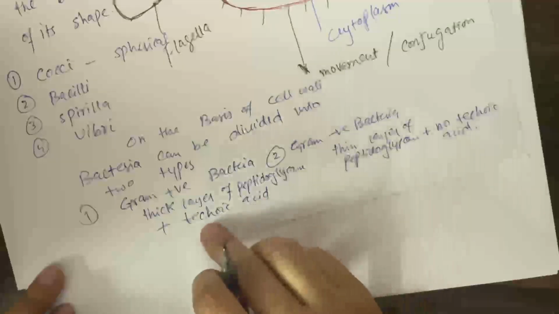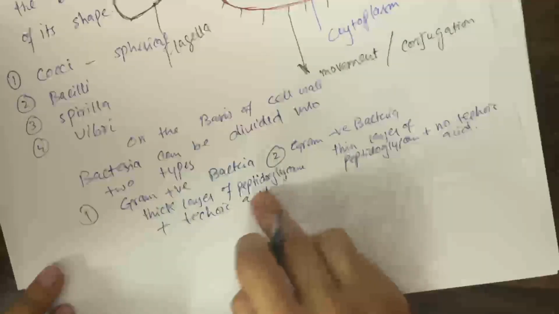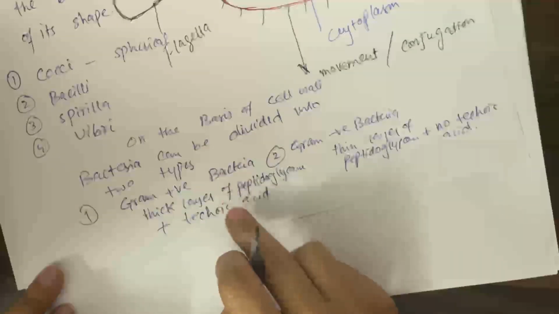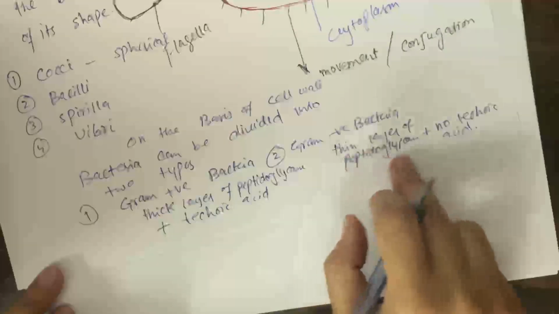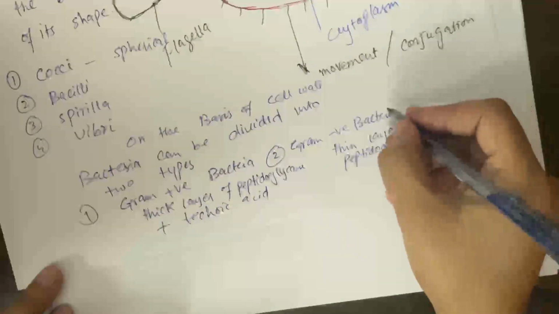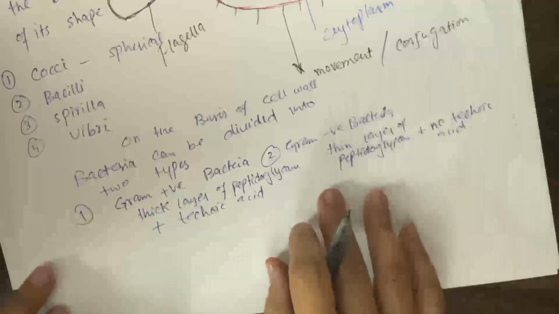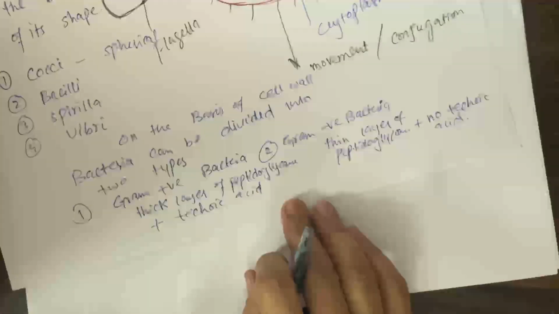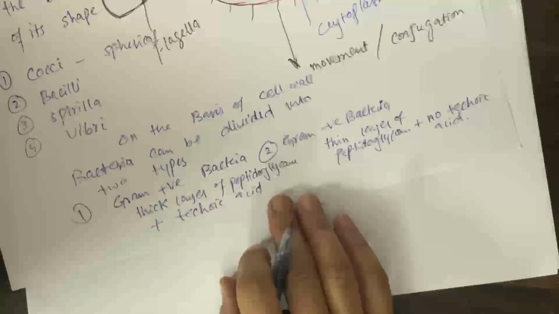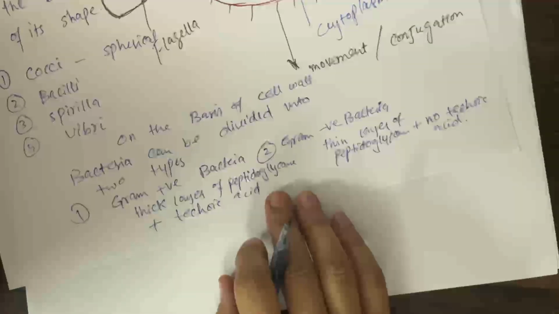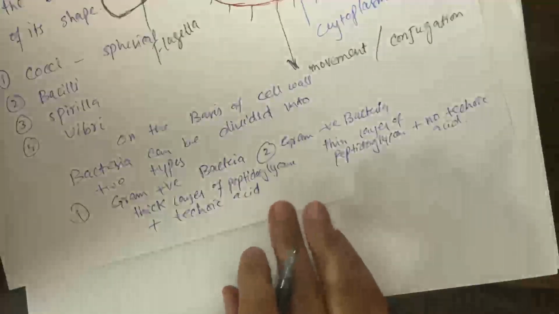This thick layer of peptidoglycan is responsible for taking that violet stain by gram-positive bacteria, but not taken by gram-negative bacteria. Over there, this peptidoglycan layer is thin. So I will end it with this one, structure of prokaryotic cell. That's all about the structure of prokaryotic cell.